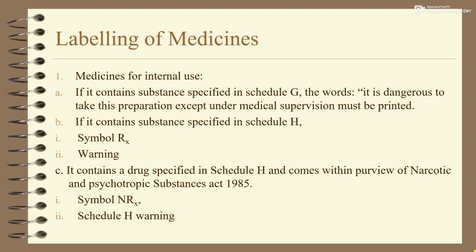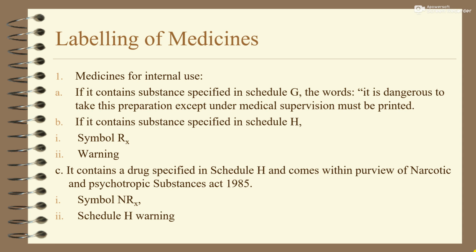Next is the labeling of the medicines, how they are labeled. Medicines for internal use should be labeled, if they contain a substance specified in Schedule G, with the words "It is dangerous to take this preparation except under medical supervision." If it contains a substance specified in Schedule H, then the symbol Rx or the warning should be given, and that kind of medicine should be properly labeled with the given specifications only.